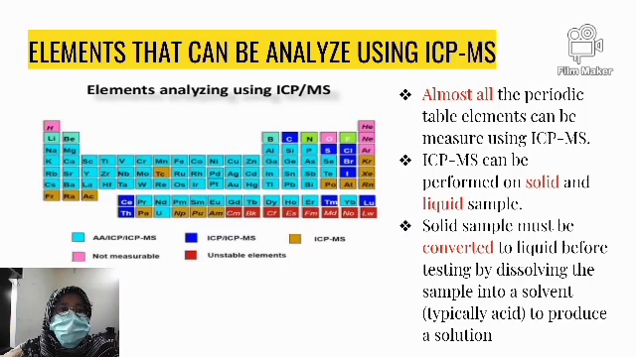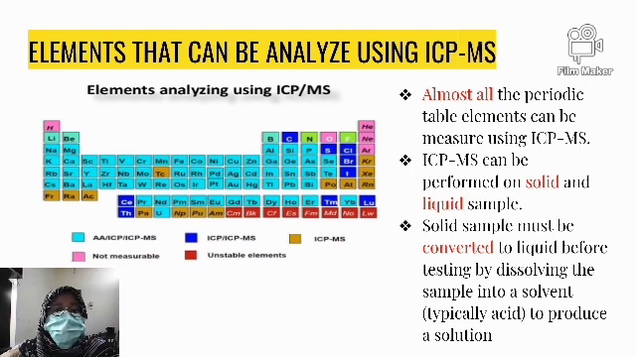So, here is about the elements that can be analyzed using ICP-MS. We can see clearly from the periodic table that almost all the elements can be measured using ICP-MS, except for the pink one and the red one, because they are unmeasurable and unstable elements.